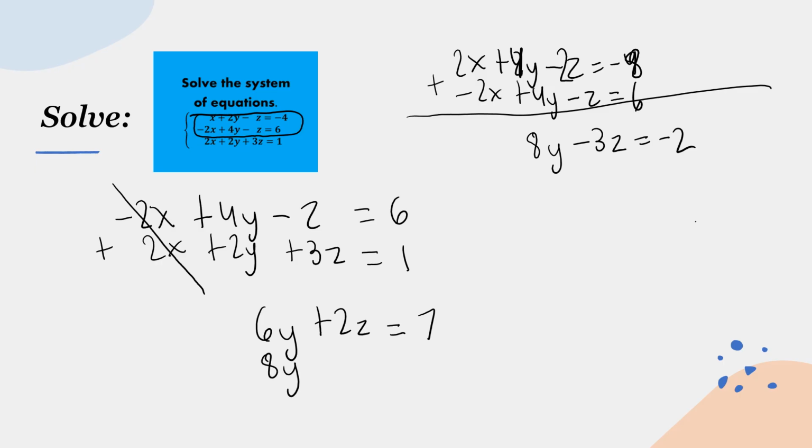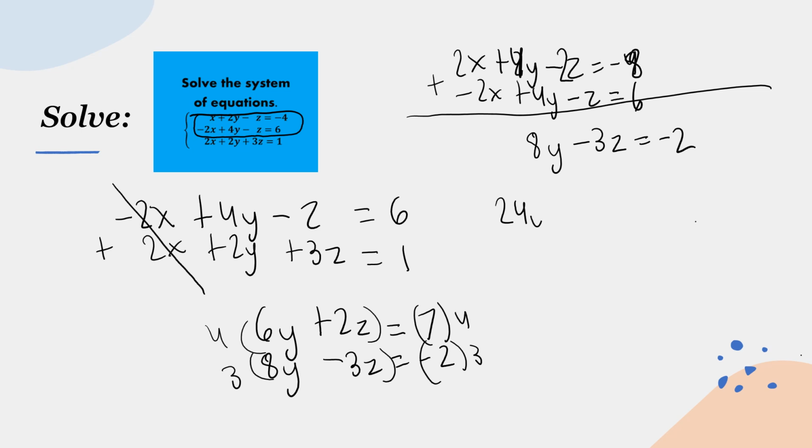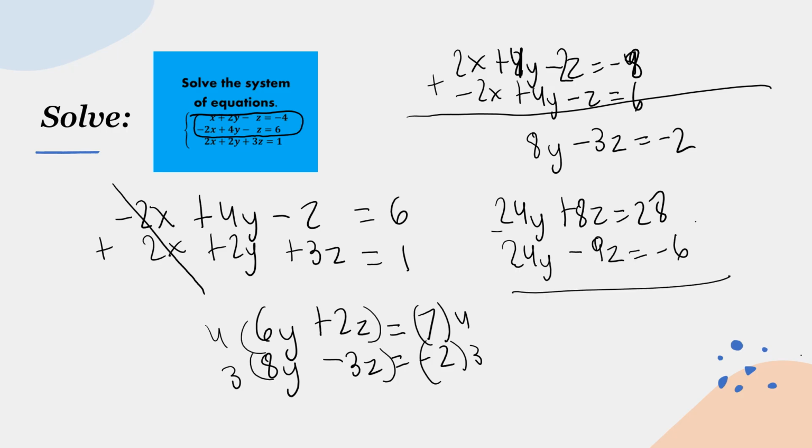So you get a system of equations here. 6y plus 2z is equal to 7 and 8y minus 3z is equal to negative 2. So let's try to solve this. Our first step would be to multiply this by 4 and this by 3. So you get 24y plus 8z is equal to 28. And 24y minus 9z is equal to negative 6. So when you subtract, you get 17z is equal to 34. And z is equal to 2.